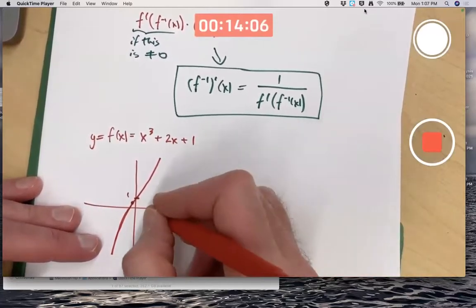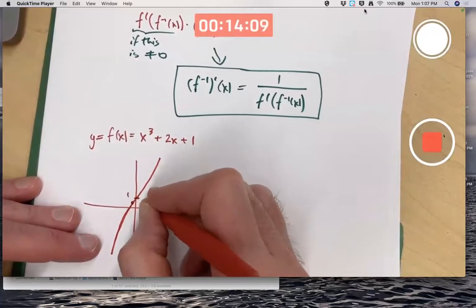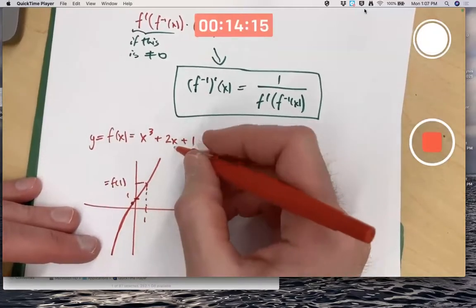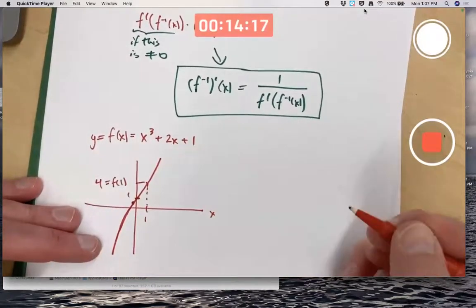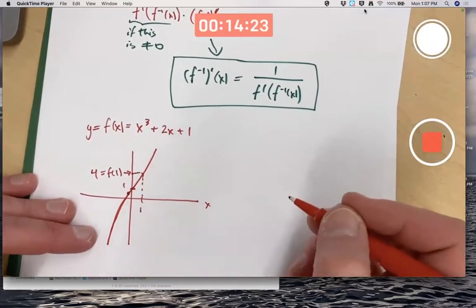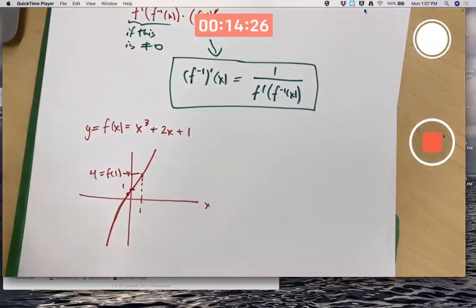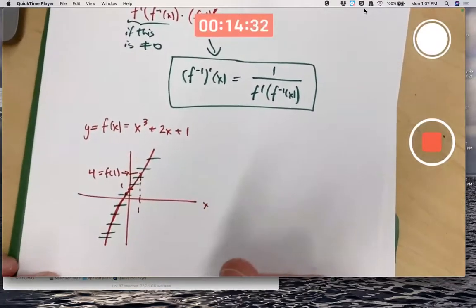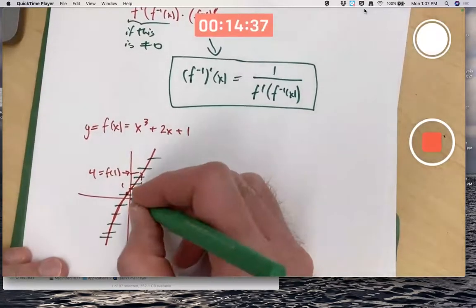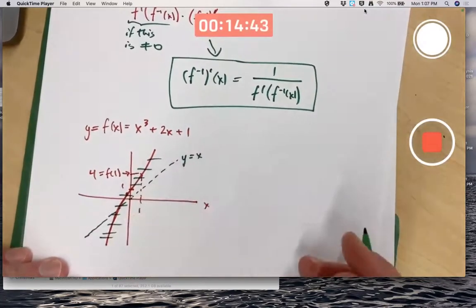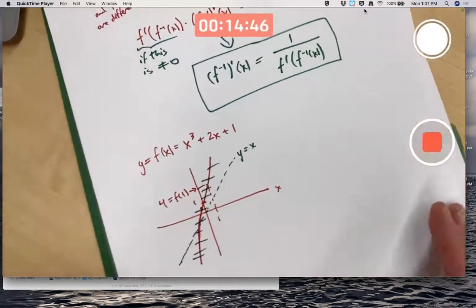I also can plug numbers in here to graph it. For example, I could plug in 1 and get an output of f of 1. 1 cubed plus 2 times 1 plus 1 is 4. That's the output of f when x equals 1. Being a graph like this, it passes the horizontal line test. No horizontal line goes through it more than once, which means it has an inverse function. And if you wanted to graph the inverse function, you could graph the line y equals x and try to reflect it across that line, which is, again, tricky to do. Maybe turning your paper like this would help.